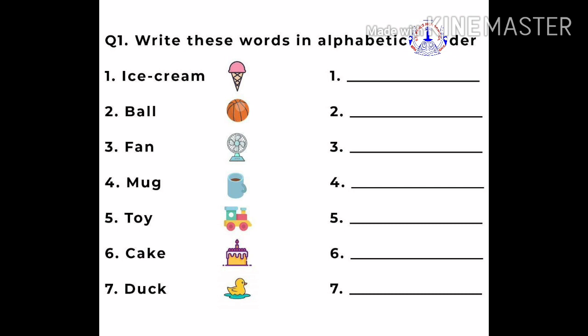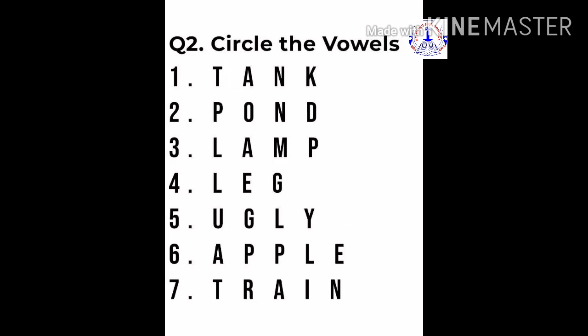Circle the vowels. This is very easy. As I have explained, there are 5 vowels. You are going to look at each word and circle the vowels. The first one is T-A-N-K, tank. Which are the vowels? Circle that letter. Second one, P-O-N-D, pond. Circle the vowel.